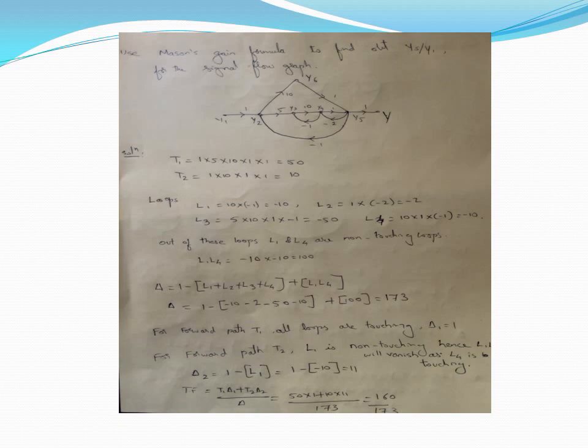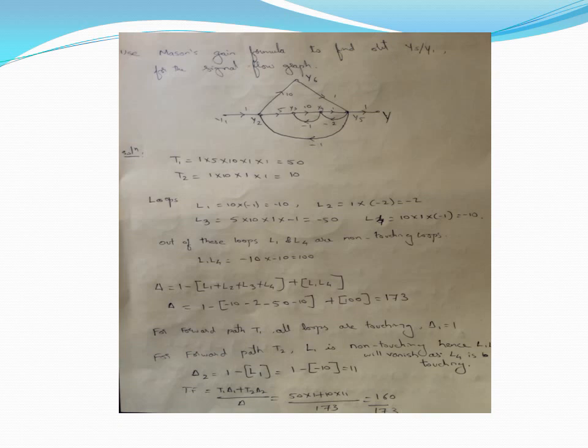So delta will become 1 minus the sum of all the single loops, that is L1 plus L2 plus L3 plus L4. Then the formula will become plus the combination of two non-touching loops, that is L1 into L4, that is minus 10 into minus 10, which is 100. Substituting, delta equals 1 minus minus 10 minus 2 minus 50 minus 10 plus 100. So this minus will get multiplied here: 1 plus 10 plus 2 plus 50 plus 10 plus 100. So the addition of all is 173.